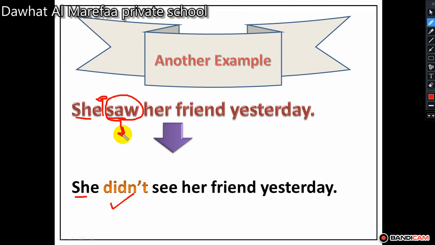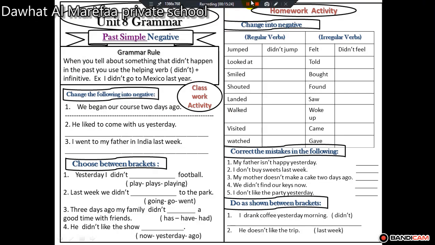We change the verb to be in the infinitive case or the main verb. So what is the main verb for saw? It will be see. That means we return the verb to its base form. So she didn't see her friend yesterday. Okay, guys. So we are going to answer the questions after we explained the negation form. We are going to change the following into negative.